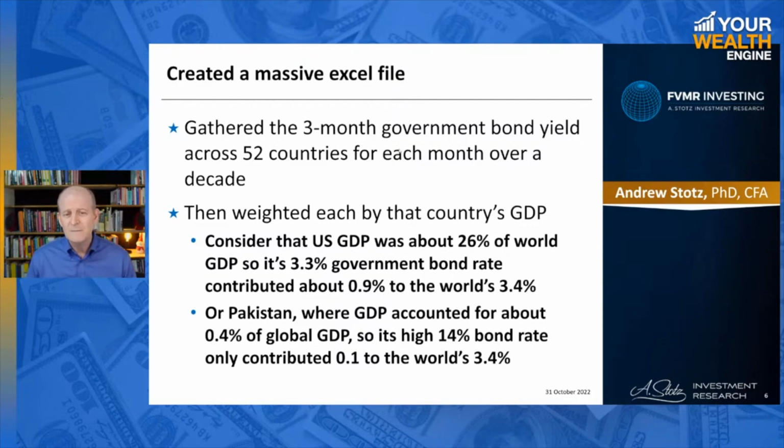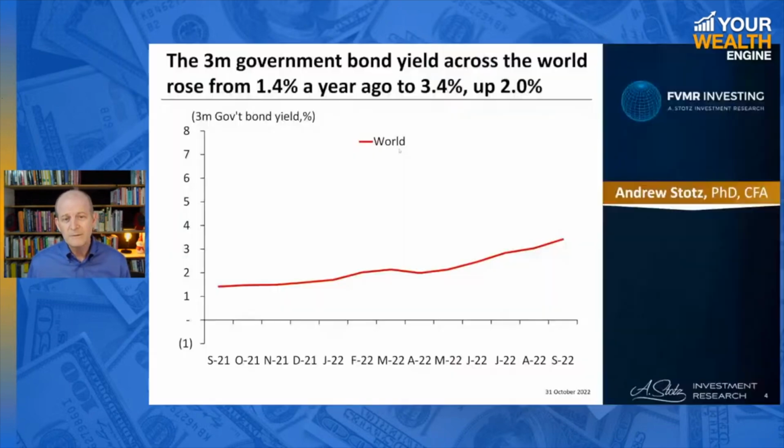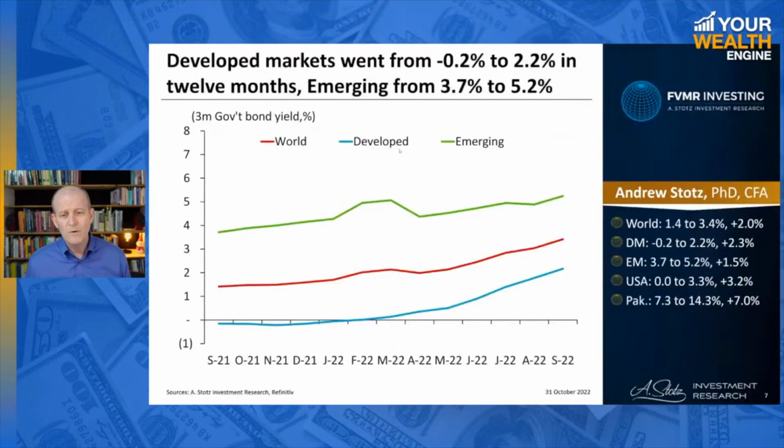Consider that US GDP was about 26% of world GDP. So its 3.3% government bond rate contributed about 0.9% to the world's 3.4%. Or let's consider Pakistan, where GDP accounted for about 0.4% of global GDP. So its high 14% bond rate only contributed 0.1% of the world's 3.4% 3-month government bond yield. And that's how I calculated this particular chart.